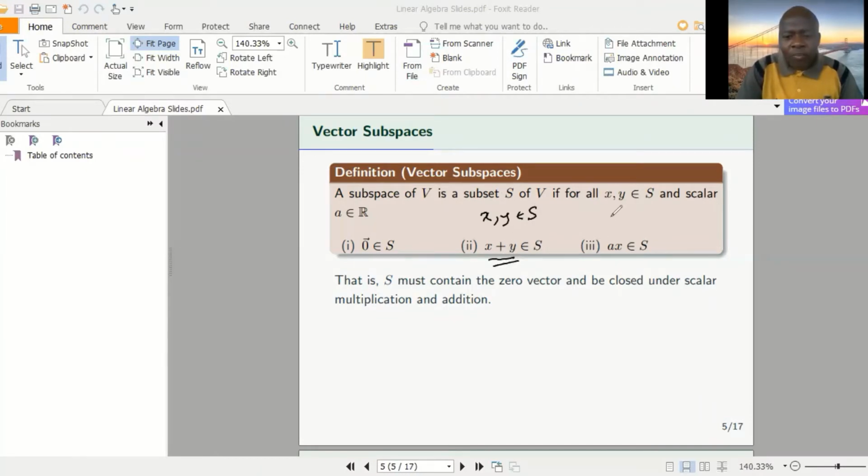And again, if I pick a scalar r and pick a vector x in S, the product of r and x must be in S. In other words, S must be closed under multiplication by scalars. This is the closure property.